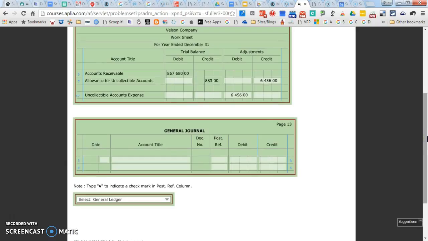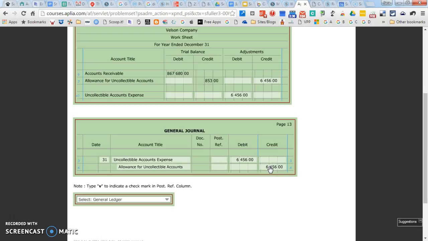Then journalize the adjusting entry on page 13 of the general journal. So here I'm going to put my date. It's the 31st. On account title, we'll do our debit first from up above, so uncollectible, and as you start to type that, it'll pop up and you can select it. Then I'm going to go to my debit column, $6,456, and then my credit will be allowance for uncollectible accounts, a credit of the same amount.